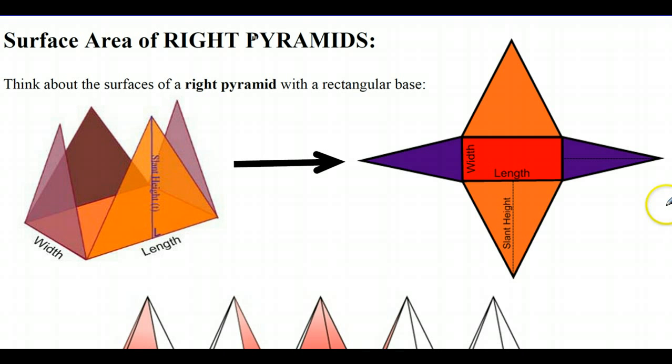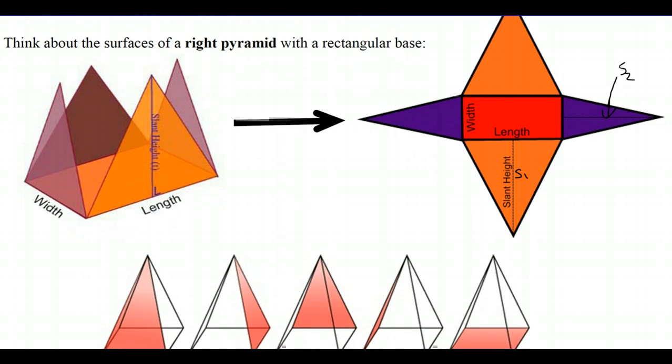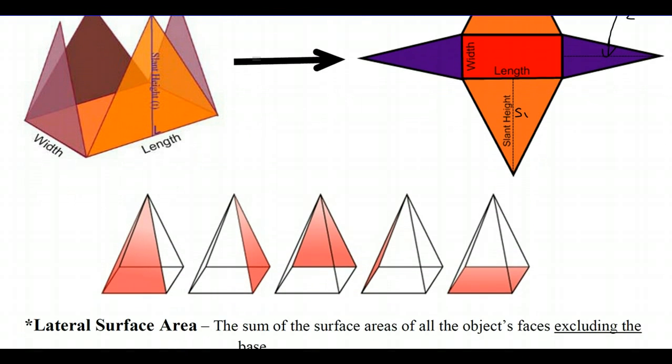If you think about the surfaces of a right pyramid with a rectangular base, we have these 2 orange triangles, which are the same size. So there's 2 of them. We've got these 2 purple triangles, which are the same size. And then we've got the base itself, which is the width times the length. And there's a slant height here, and there is also a slant height here, and it's going to be different. Like this is S1, and this is S2. So there will be 2 different slant heights. That can make some of these fairly interesting to figure out, or a bit of work.